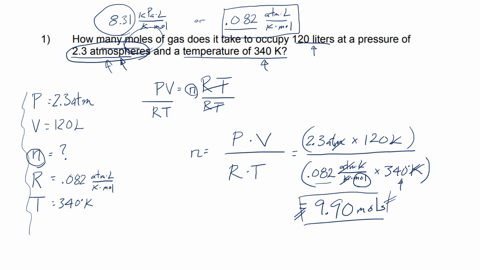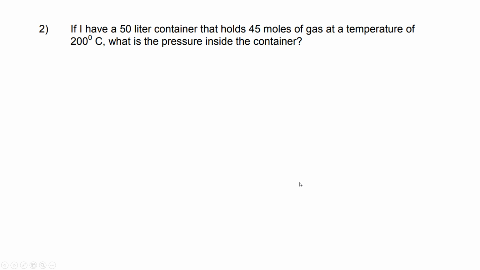Let's try one more problem. So this is problem number 2. I have a 50-liter container that holds 45 moles of gas at a temperature of 200 Celsius. What is the pressure inside the container? Again, PV is equal to NRT. And I like to put it along the side. PV, NRT. 50-liter container, that's our volume.